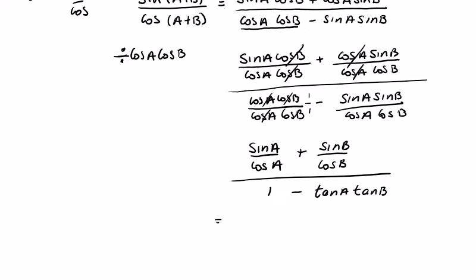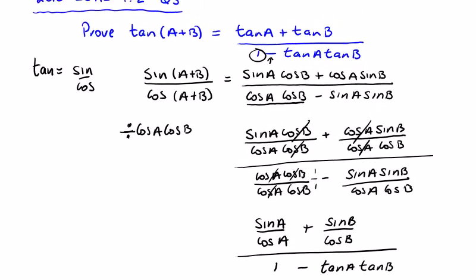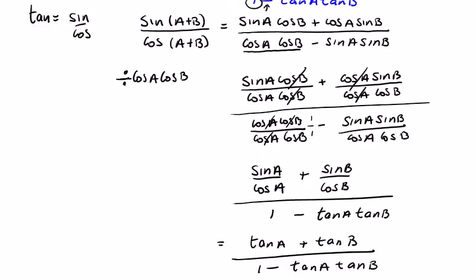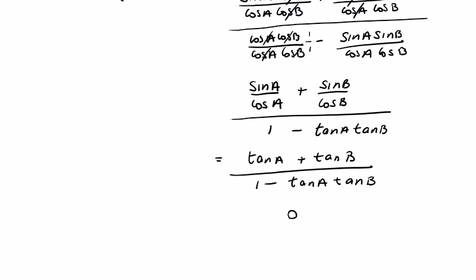So just to finish it off, that's equal to tan A plus tan B over 1 minus tan A tan B. Just check you're right: tan A plus tan B over 1 minus tan A tan B, QED.